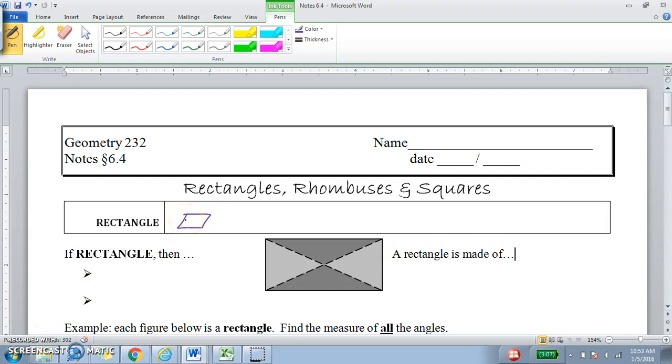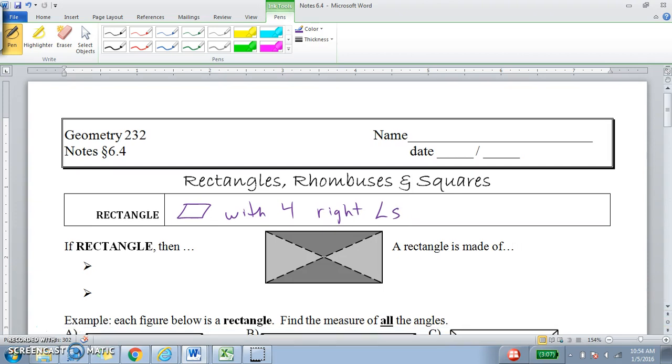This is a symbol, again, for parallelogram. So it's technically a parallelogram with 4 right angles. So all the angles and all the corners are right angles in a rectangle. So everything that applies to a parallelogram also applies to a rectangle. And there's also some new things that we know about rectangles that don't apply to every single parallelogram.